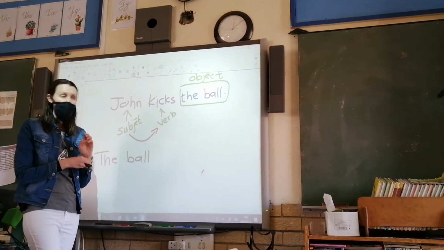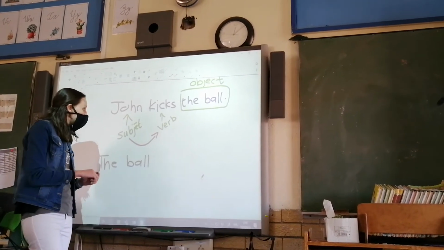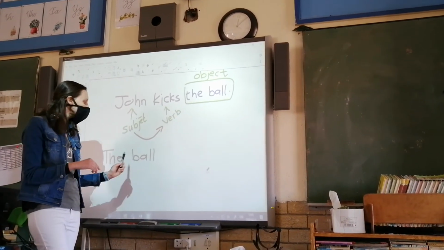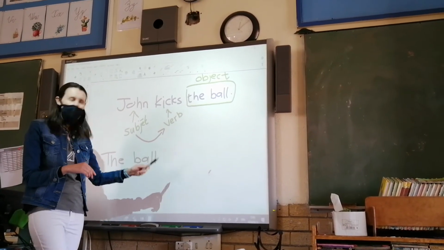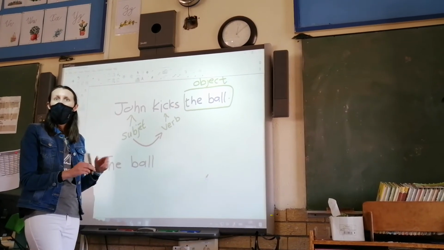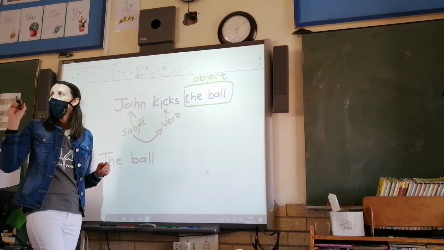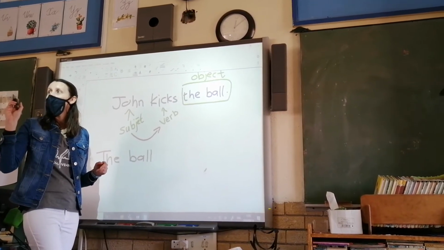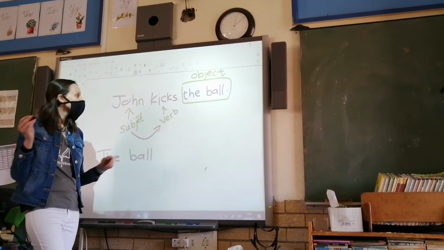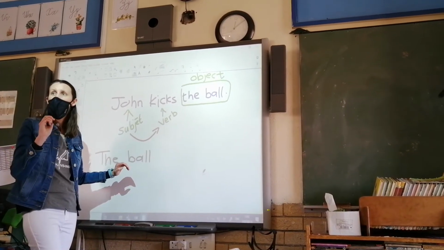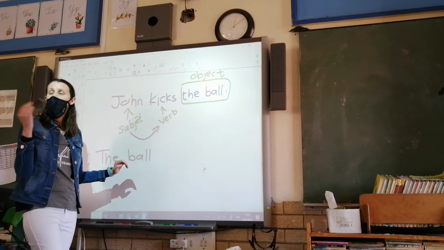Are we okay? The ball, then we need to find our verb, which is kicks, and we need to change it. We can't say the ball kicks. The ball didn't kick. We need to say what? Who knows how we can change that? He kicks the ball. Okay, so how do we change it to the passive voice so that we don't lose meaning? Rose? The ball got kicked by John. Okay, we can use that one.